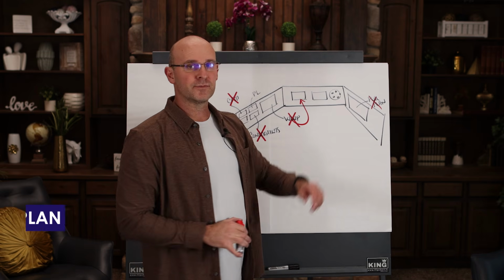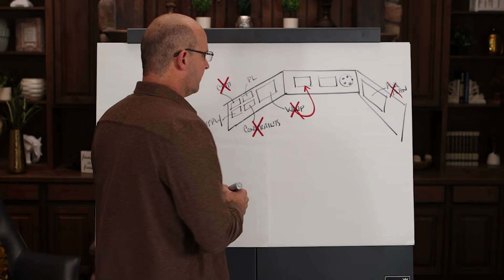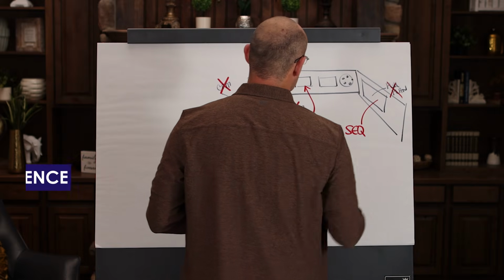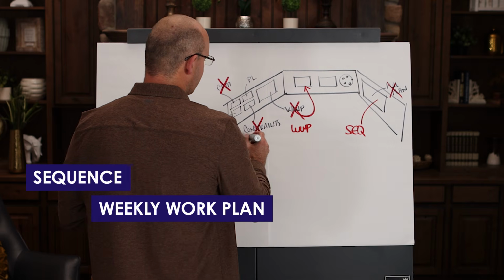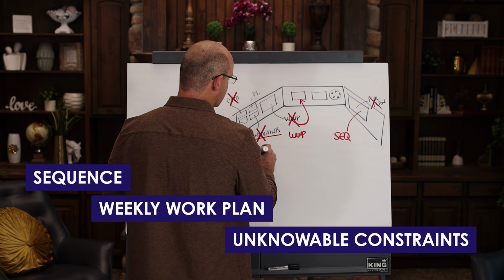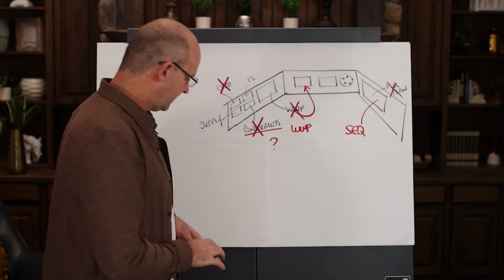A pull plan is supposed to become a located weekly work plan. You will focus on what you see here. So if you have these on the wall, your team is focused on sequence, they're focused on the weekly work plan, and they're focused only on unknowable constraints which are not separated out, so you have confusion. And you're not handling what you need to handle.